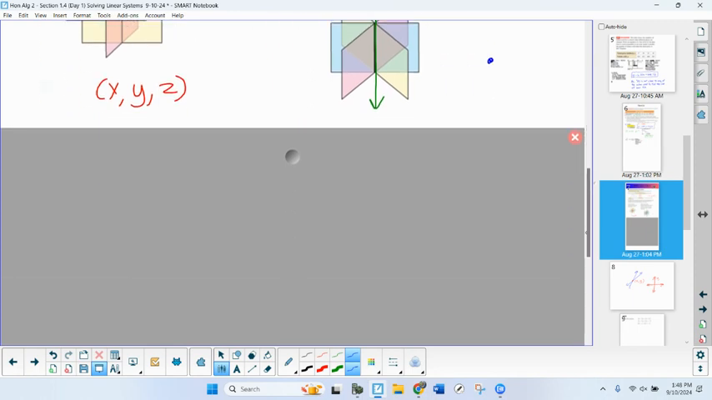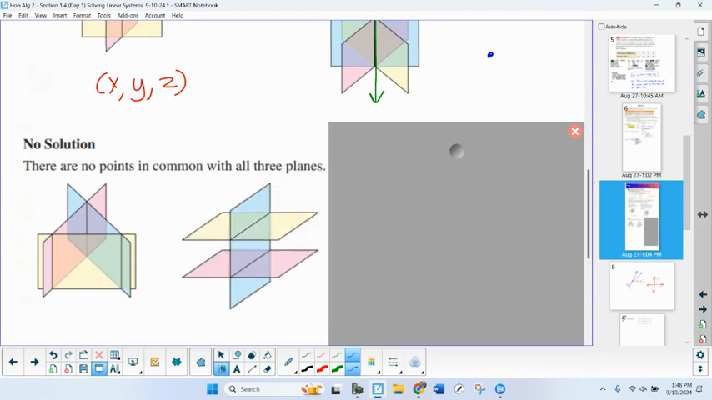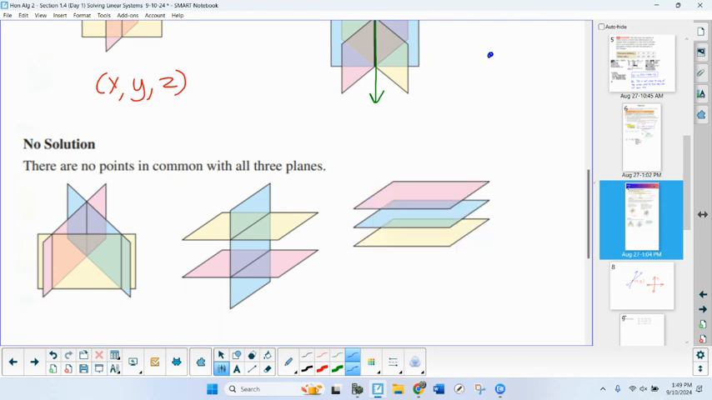Next one is if we have no solution, what's it look like? Well, they might not have any points in common. The yellow and the pink have a line in common, and the yellow and the blue, and the pink and the blue, but they don't all 3 have in common with each other. You might have the pink and the blue and the yellow and the blue, but notice the yellow and the pink don't intersect. So that would be no solution. And you might have them all parallel to each other, in which case there are no solutions again.